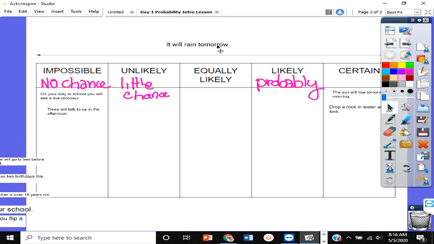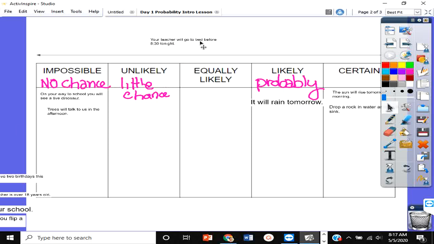Let's look at this next one. It will rain tomorrow. Well, if I'm looking at that, I have to look at the weather forecast to see if I can make a good prediction. And I know for today, the weather forecast for tomorrow says that showers are possible. So I'm going to say likely because it will probably happen, but I'm not 100% sure.